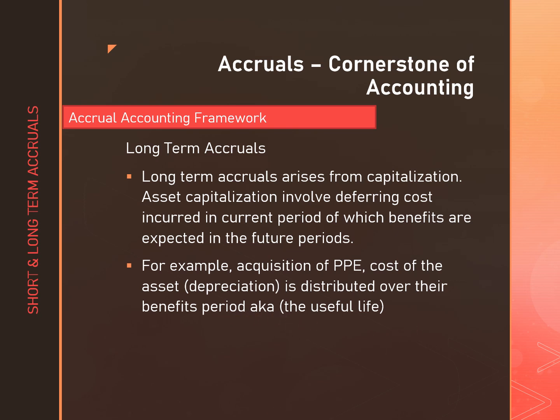Okay, so bila you ada asset yang boleh digunakan untuk tempoh 3 tahun, so you akan defer cost dia tu kepada 3 tahun. Defer maksudnya you akan charge untuk 3 tahun ni, berapa-berapa lah. Okay, rather than masa hari beli tu terus charge 100%.